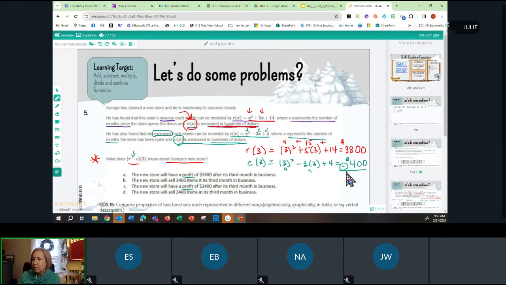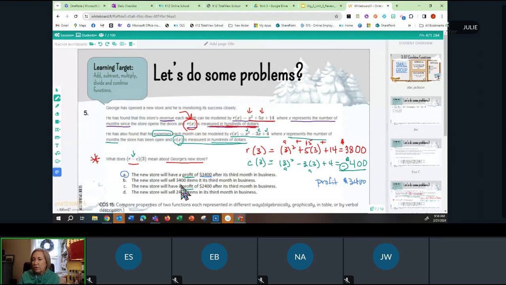So if we do 3,800 minus 400, we get a profit. And like we said, we want to make money if we have a store. We make a profit of $3,400. So A says the new store will have a profit of $3,400 after the 3rd month. I do think it's A, but I'm going to read all answers just to make sure.